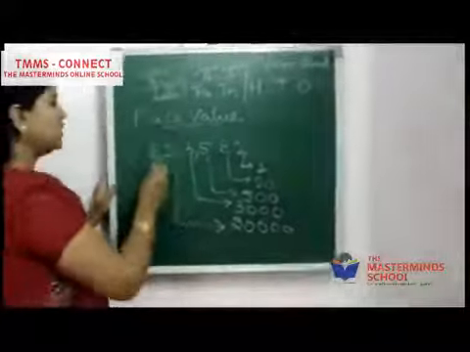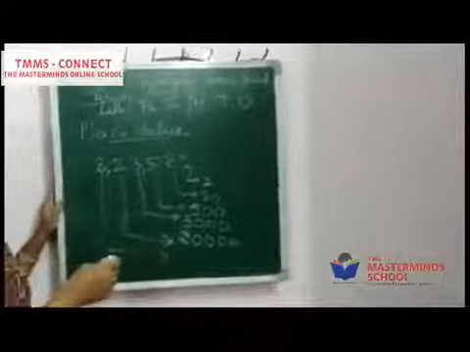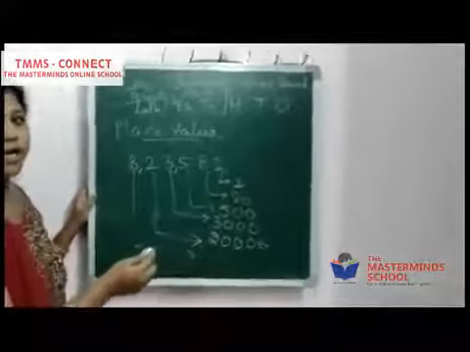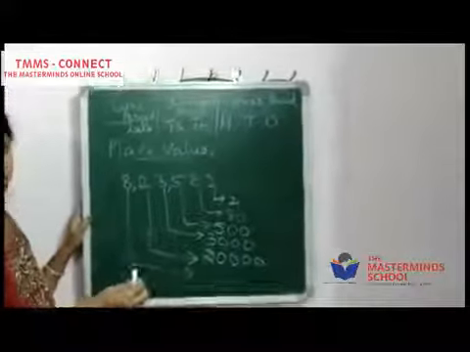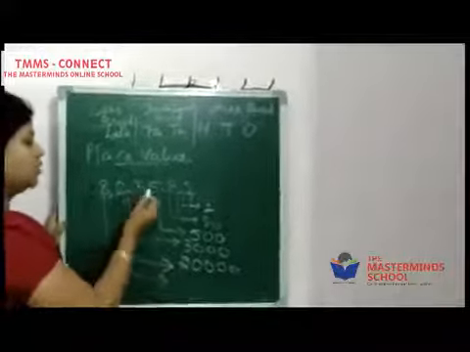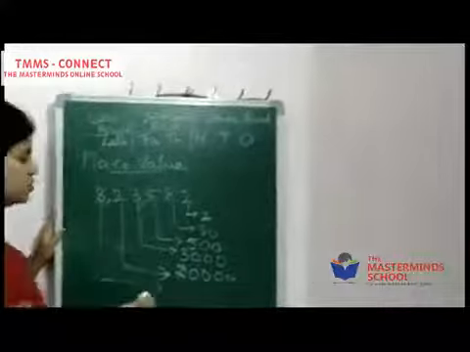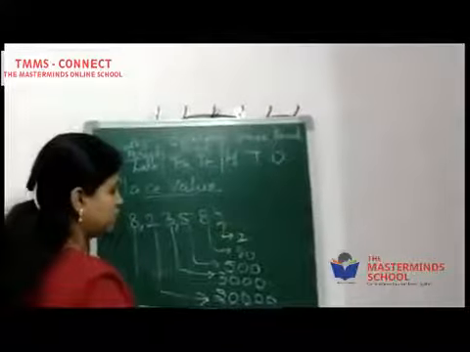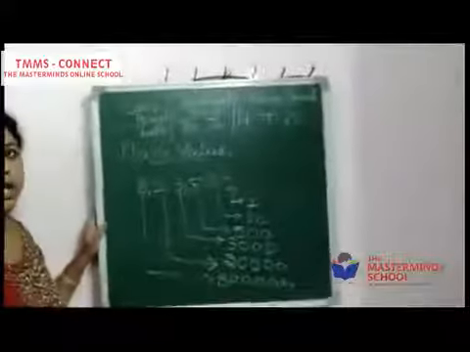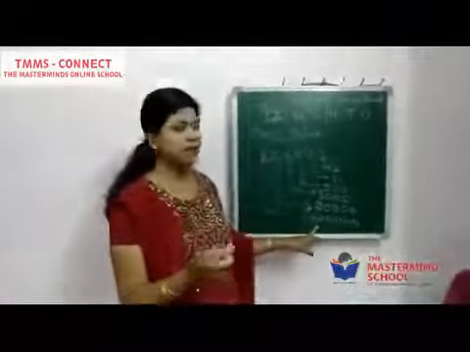Okay, place value of 8. It is in the lakhs place, so we write it as 8 lakhs. How many zeros do we have for lakh? We have 5 zeros. You can know by counting the number of digits after the number 1: 1, 2, 3, 4, 5. So for the lakhs place we have 5 zeros. You write 8, 1, 2, 3, 4, 5. So this is your lakhs place. The place value of 8 will be 8 lakhs.